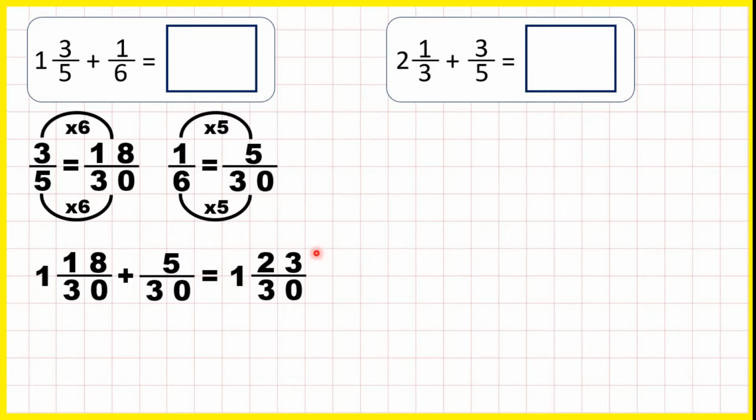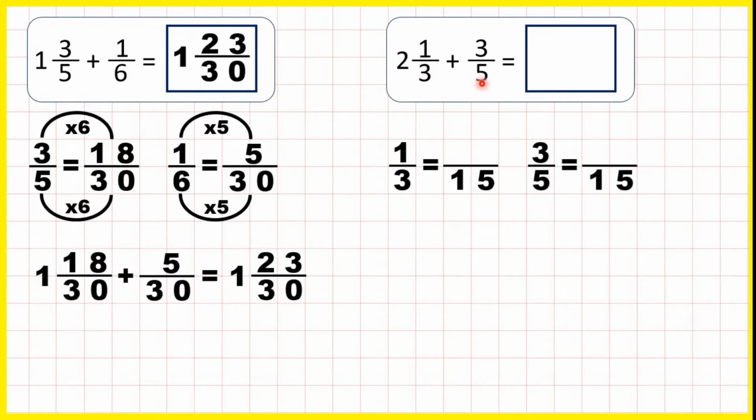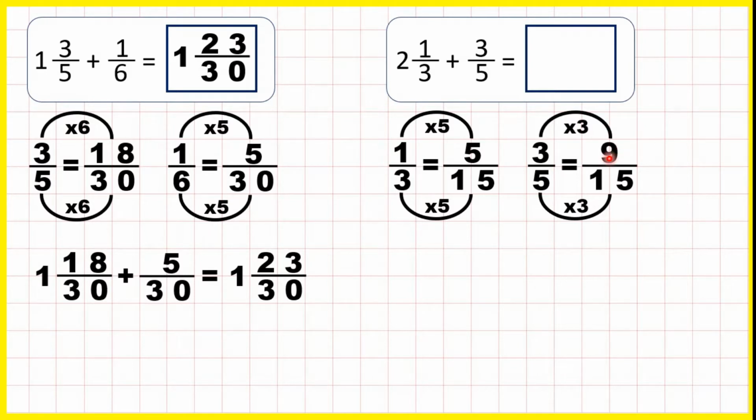So we have 1 and 23 over 30, and that's our answer. Now 2 and 1/3 plus 3/5. We need the denominators to be the same, and 15 is in both the 3 and the 5 times table. So we can find equivalent fractions to 1/3 and 3/5, which have a denominator of 15. 3 times 5 is 15, 1 times 5 is 5, 5 times 3 is 15, 3 times 3 is 9.